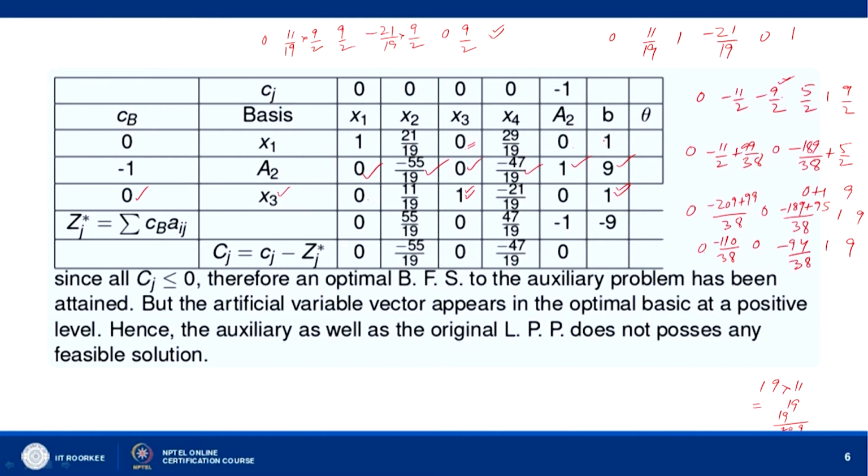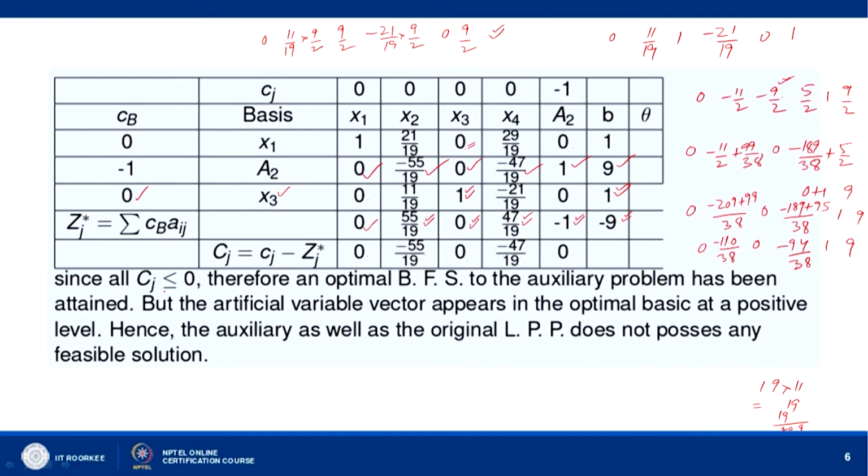Now, we find Zj star. Zj star is, for x1, 0, for x2, 55 by 19, for x3, 0, for x4 column, 47 by 19, for A2, minus 1, and for B, minus 9. When we consider capital Cj, we get Cj minus Zj star. So, it is 0, minus 55 by 19, 0, minus 47 by 19, and 0.